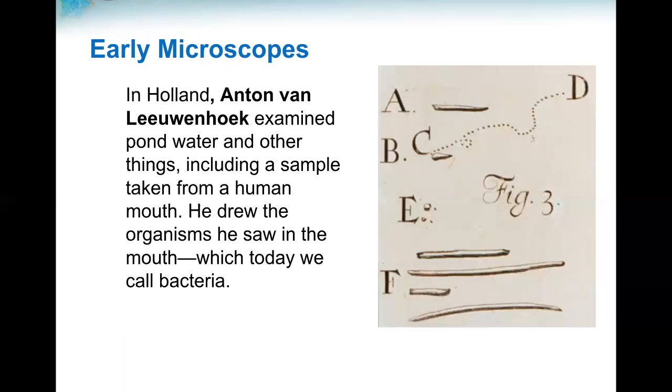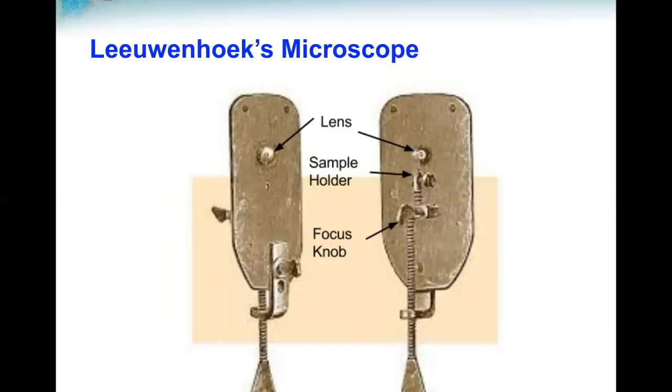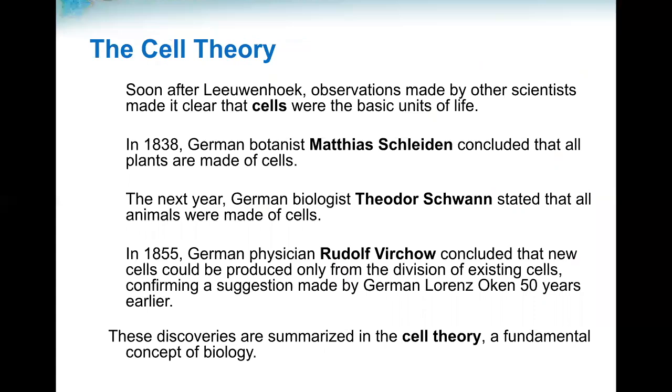In Holland, Anton van Leeuwenhoek examined pond water and other things, including a sample taken from a human mouth. He drew the organisms he saw in the mouth, which today we call bacteria. Leeuwenhoek's microscope: a lens, sample holder, focus knob. Soon after Leeuwenhoek, observations made by other scientists made it clear that cells were the very basic units of life.